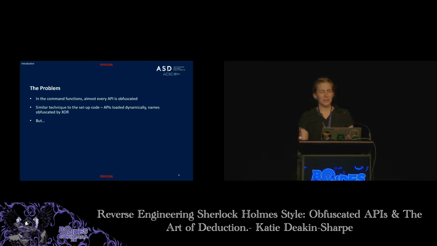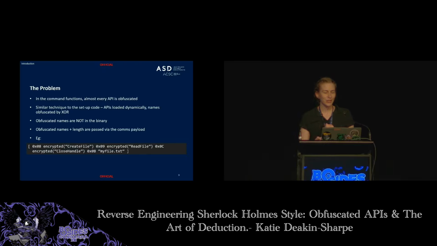But these malware developers had done something extraordinarily clever, and they had actually removed even the obfuscated names from the binary. Instead, for any given command, the C2 server would send a list of the APIs that it would need to execute that command as part of the command and control payload. So if there was a command for reading a file, the C2 packet would contain the encoded names, create file, read file, close handle, followed by the name of the file that they wanted to read.